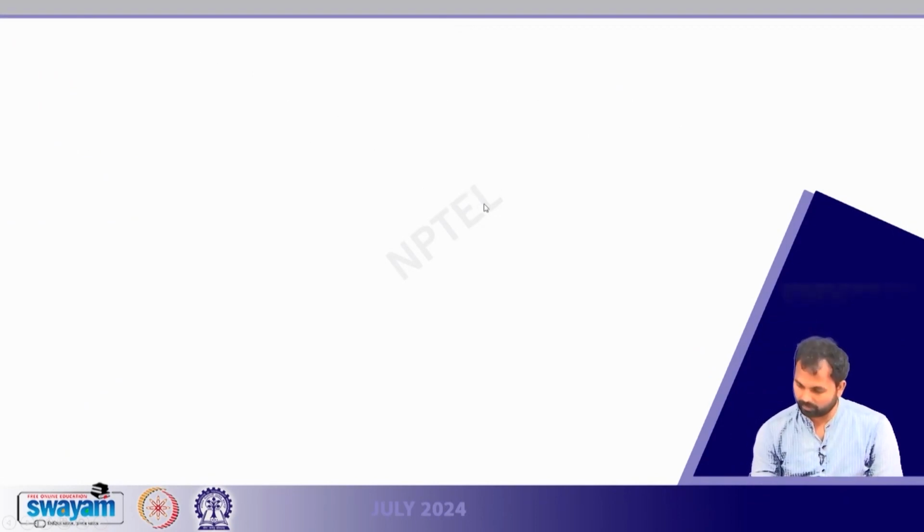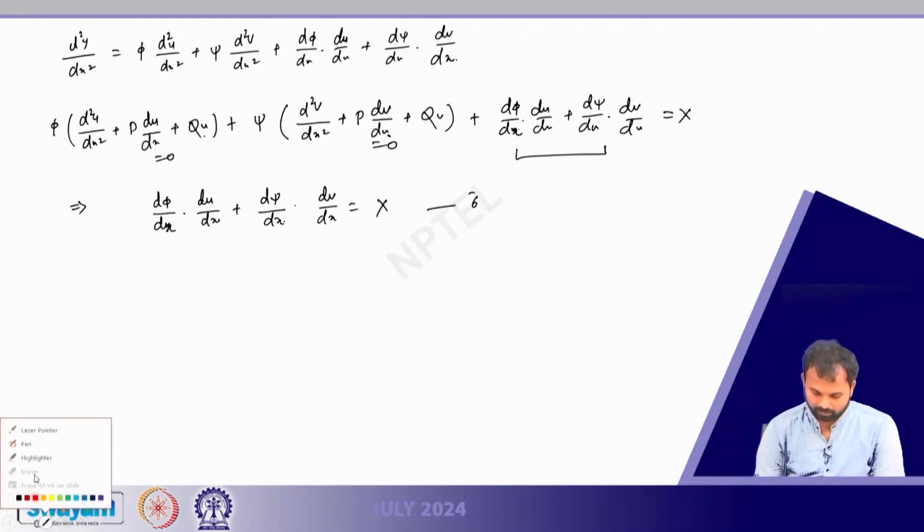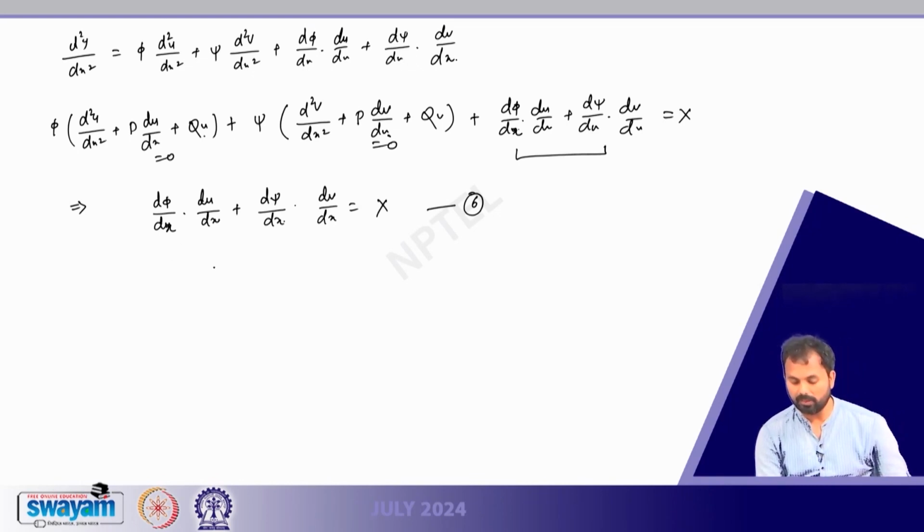So, now what will happen is, this is equation number 6. So basically we have d phi dx, du dx, d psi dx, dv dx equals capital X, and we choose phi and psi in such a way that d phi dx into u plus d psi dx into v equals 0, from equation number 5. So this is equation number 5 which we have just written, right.